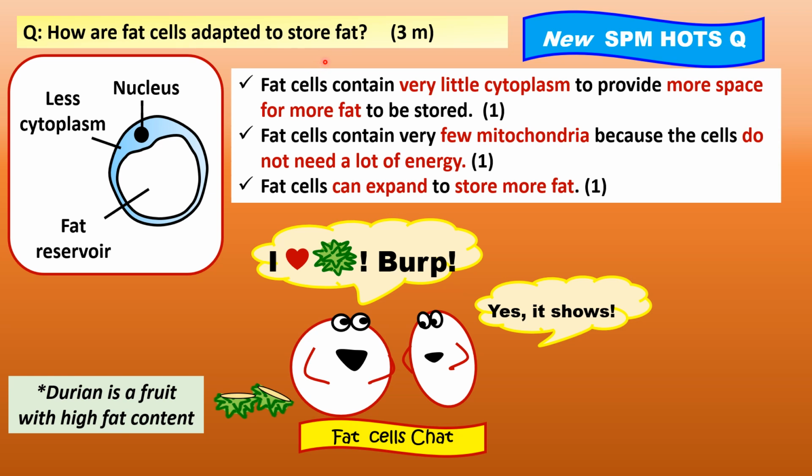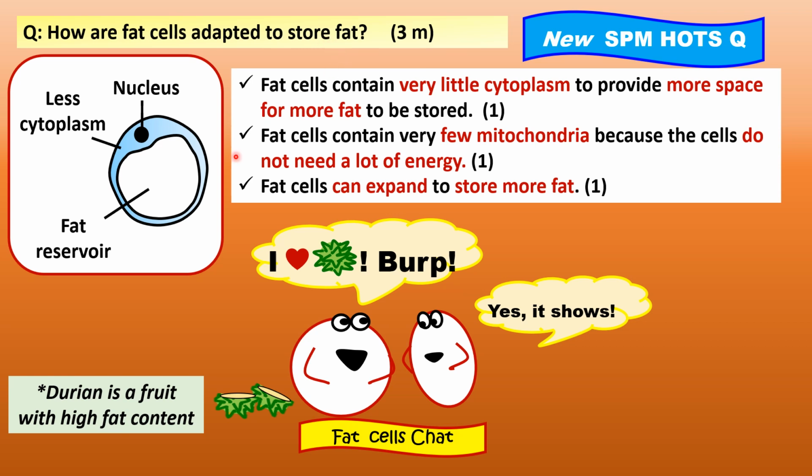Let's look at this question, which is similar to the question in our textbook. There's one question in the formative exercise, so let's discuss this question. How are fat cells adapted to store fat? Adapted means how are they suited to store fat? That means you have to explain their characteristics.